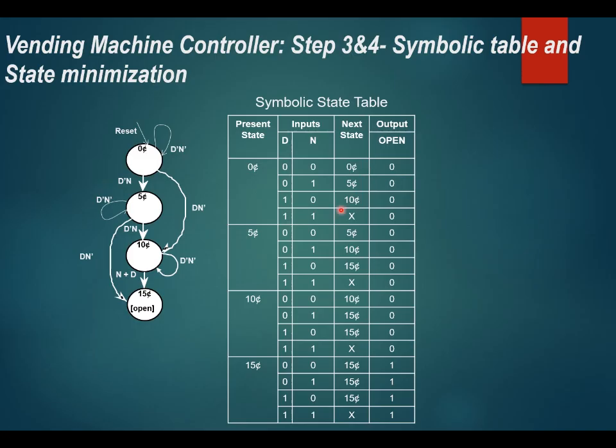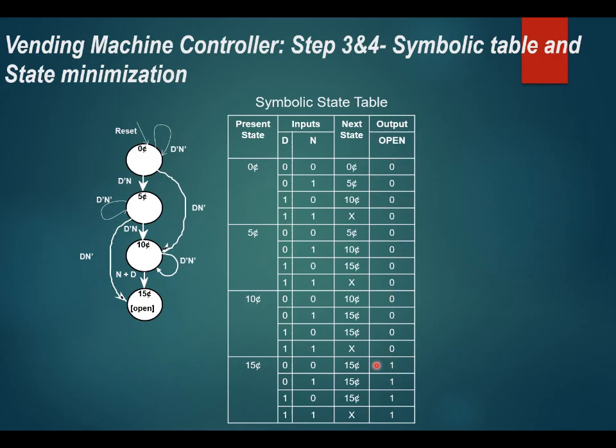So how do you fill in? For present state, if currently this machine is at 0 cent, which means no money is received or accumulated, and the coin D equal to 0, N equal to 0, that means there is no coin inserted, then the machine should stay at 0 cent. But if there is one coin, a 5 cent, received, then the state machine should move to the next state, 5 cent. But from 0 cent, if 10 cent is received, then it should go to the 10 cent state. D equal to 1, N equal to 1, as mentioned earlier, is an impossible case, so you can put don't care by assuming this will never happen. And during present state 0 cent, open is still 0.